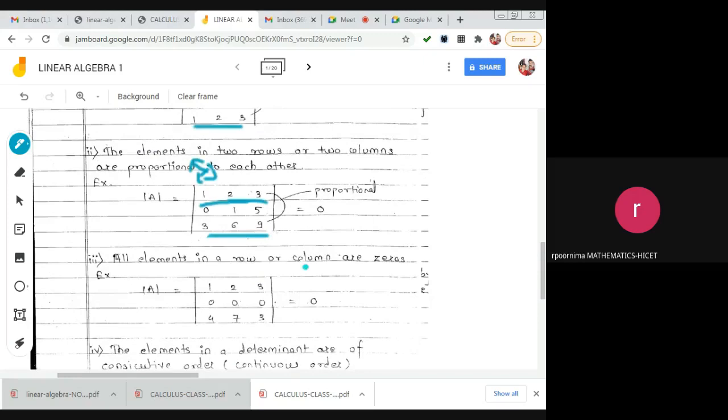Then, all elements in a row or column are zeros. For example, determinant A has first row 1, 2, 3 and the second row fully 0. Then also the value of the determinant is 0.